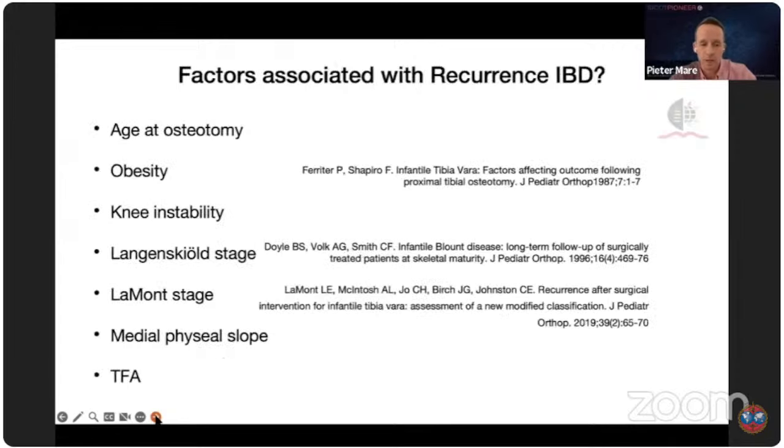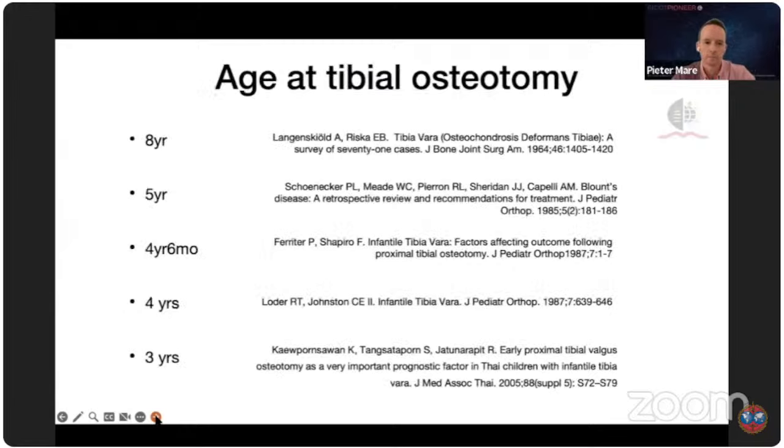So several factors have been determined to be associated with recurrence, and this is not an exhaustive list, but these are some that I'd like to emphasize. Firstly, the modifiable factors, age and osteotomy, which has already been discussed. Obesity has also been shown to be associated. Knee instability is a significant issue, and we wanted to investigate that as well. Radiological stages, the Langenskiöld stage, which everyone is familiar with, the more recent LaMont stage, and then the objective measurable factors of the medial physeal slope and the tibiofemoral angle.